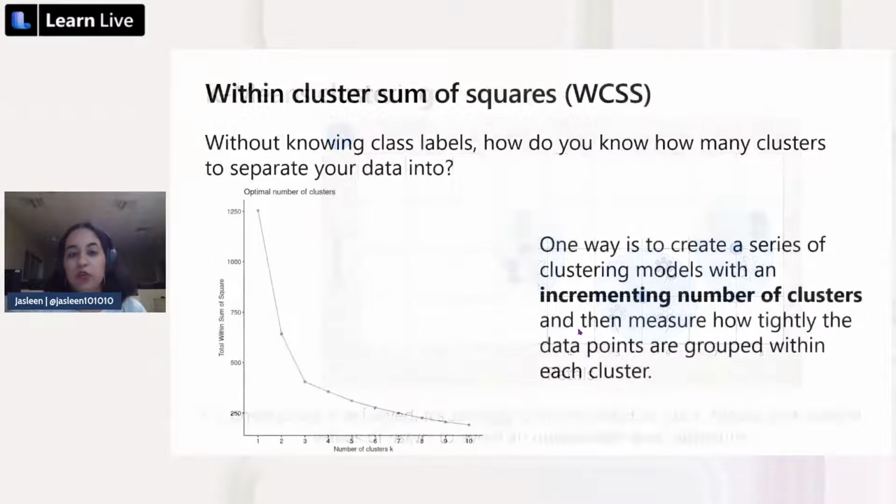Coming back to what I started with, we randomly chose the number of clusters, which is k. The value of k was decided by the data scientist or the programmer, whoever is trying to run this k-means clustering model. But without knowing the class labels, how do you know how many clusters to separate your data into? That's a very valid question if you are working with k-means clustering. How can we decide what the data clusters are supposed to look like, or what the exact number of clusters we're supposed to have?